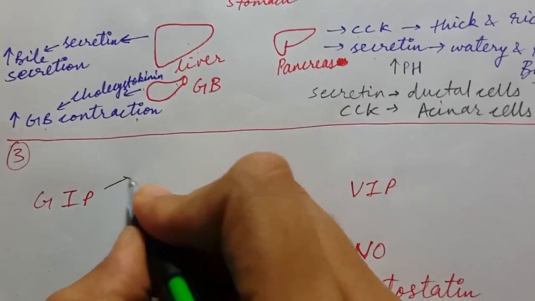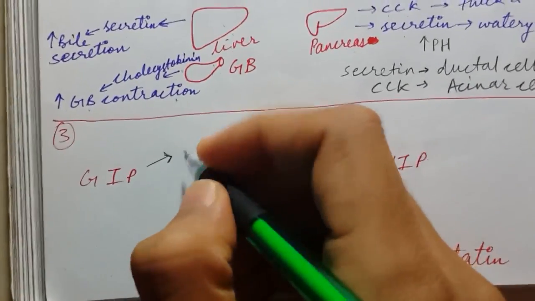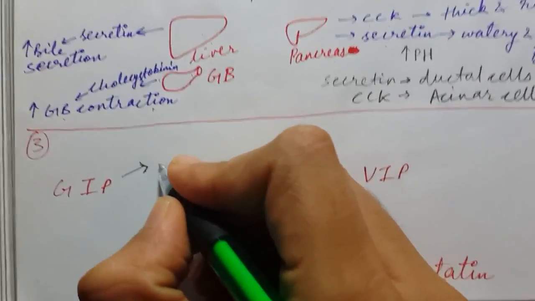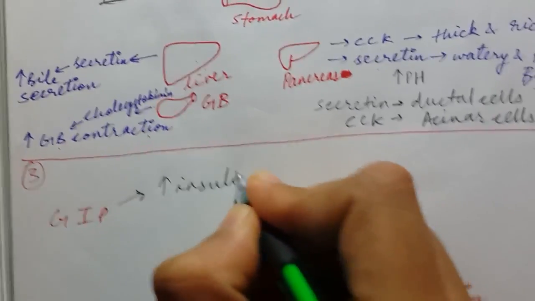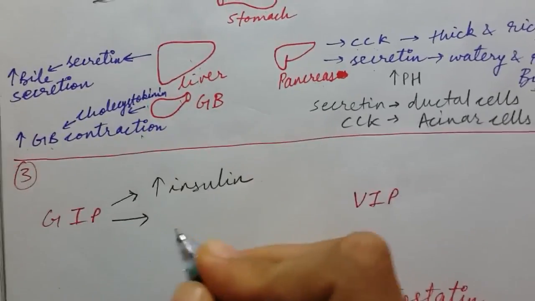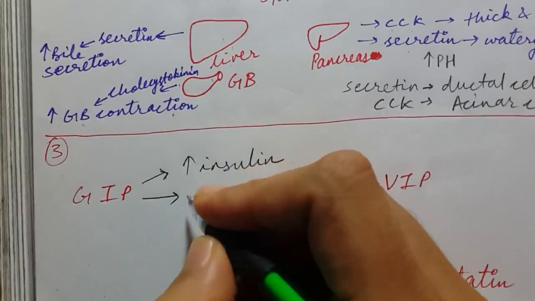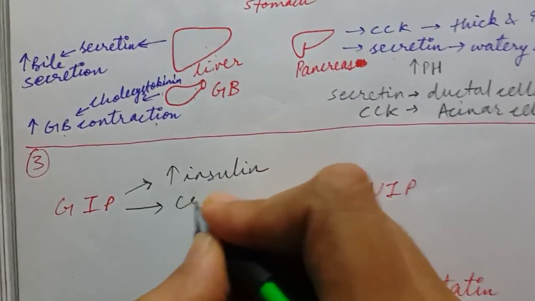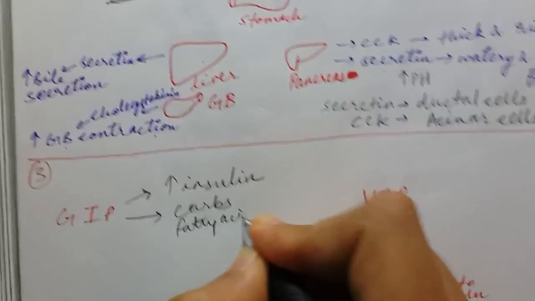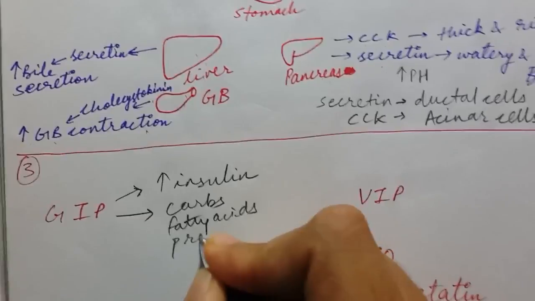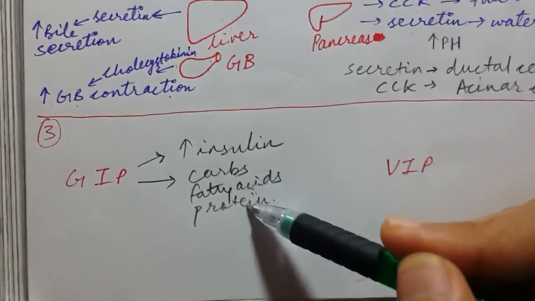So let's start with GIP. The 3 points that we need to remember about GIP are, first, diabetics should like GIP, because it causes an increase in insulin production. Another point is that GIP is the only hormone in the GI tract whose secretion is regulated by carbs, fatty acids as well as protein. It is the only hormone which is regulated by all three macronutrients.